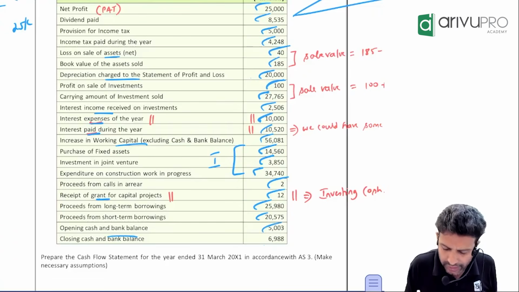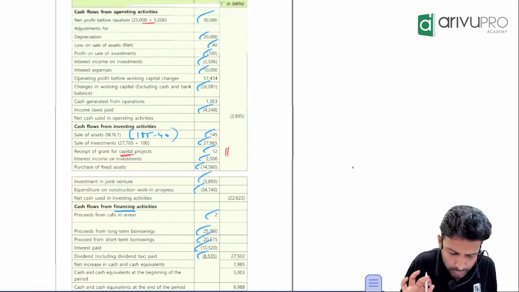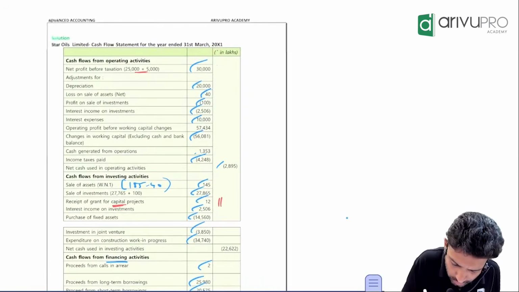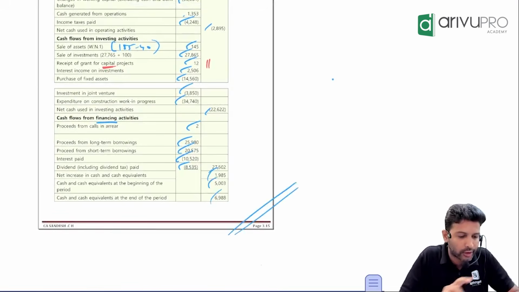Remaining is opening cash and closing cash. That's it. Rest, if you just check, all is total. This is total, this is total. This is also total. Total, and total is standard, done.